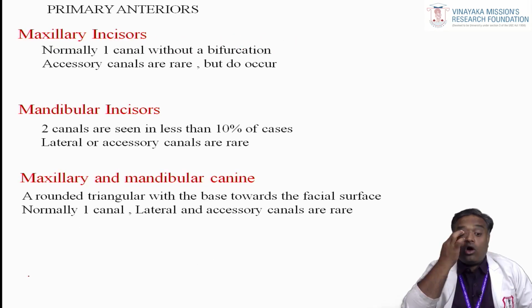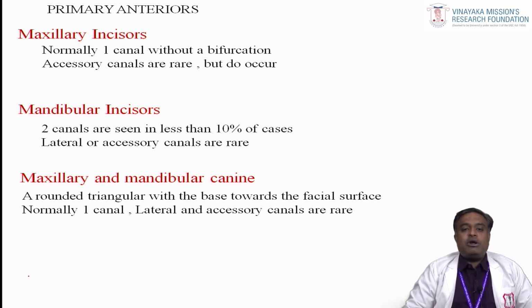First we have to know how many canals and roots are there in each tooth. Coming to the primary anteriors, in the maxillary incisor, normally one canal will be there without bifurcations. In this tooth, accessory canals are very rare but do occur. Next are the mandibular incisors. In these, two canals are seen in less than 10% of cases. Lateral or accessory canals are very rare in mandibular incisors.